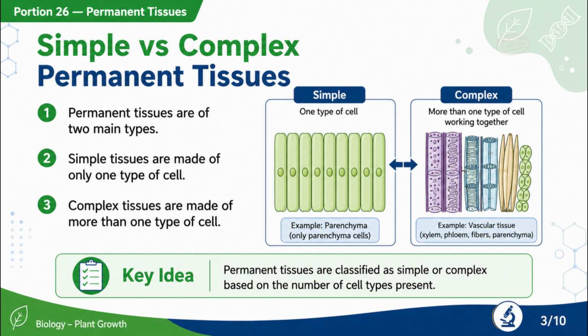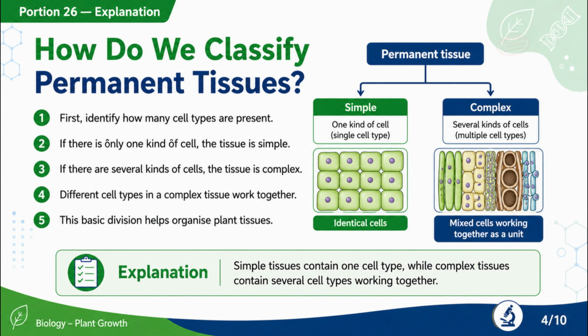Simple versus complex permanent tissues. Permanent tissues can be simple, composed of only one type of cell, or complex, composed of more than one type of cell. Explanation. Permanent tissues come in two kinds: simple, made of only one type of cell, and complex, made of more than one type of cell working together. This basic split helps you sort every plant tissue that follows.